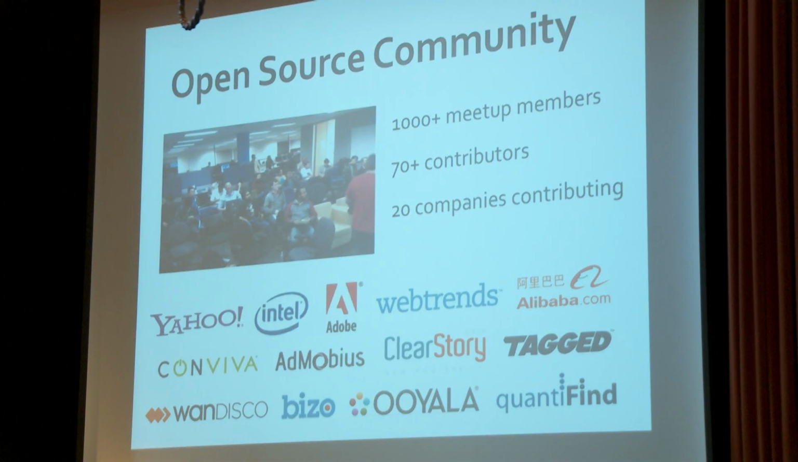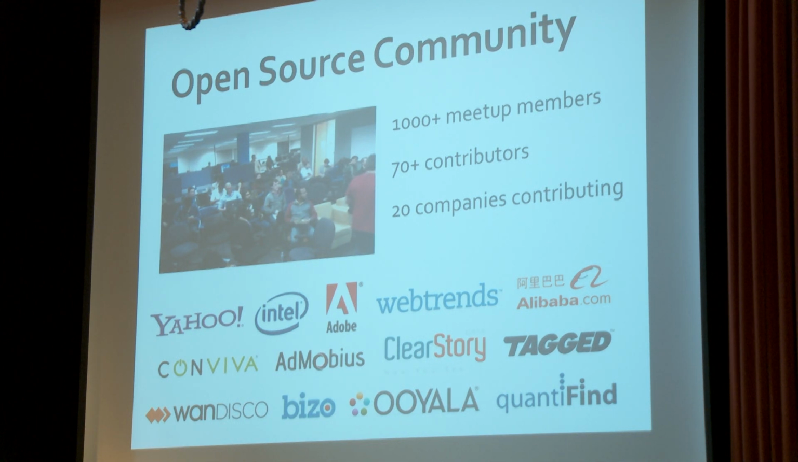Some really exciting stats I want to share about the project are about the community. So in the past couple of years especially, we've seen quite a bit of growth in the community, and also quite a bit more people contributing to Spark and adding new features and improvements every day. So some of the latest statistics: we have over 1,000 members in the Bay Area Spark meetup. We have over 70 developers who've contributed code to Spark. Most of the developers are from outside UC Berkeley. Indeed, most of the code going into the project in the past few months has been from outside UC Berkeley. And we have over 20 companies that are contributing to the project.